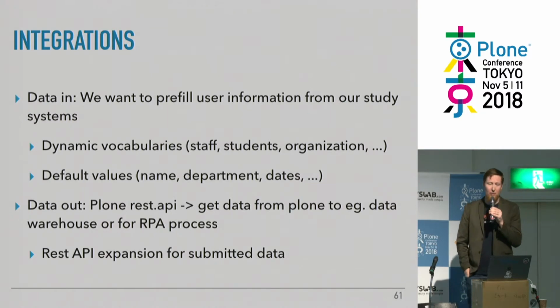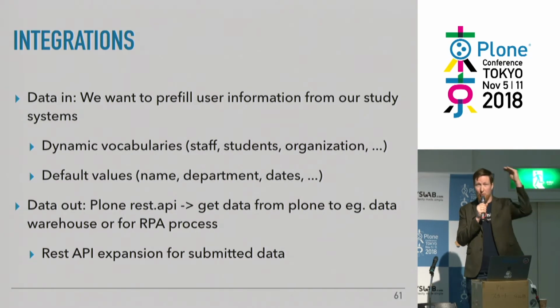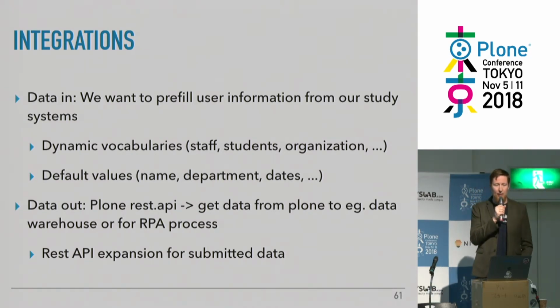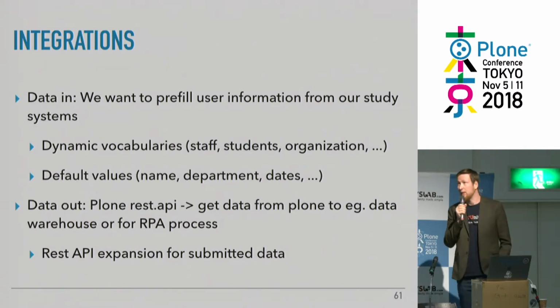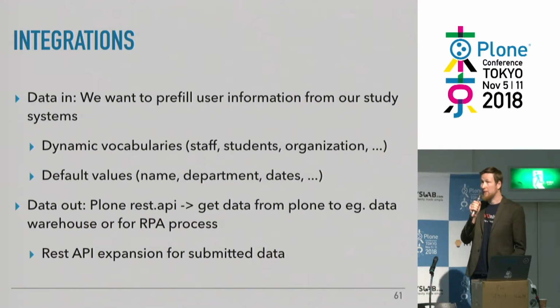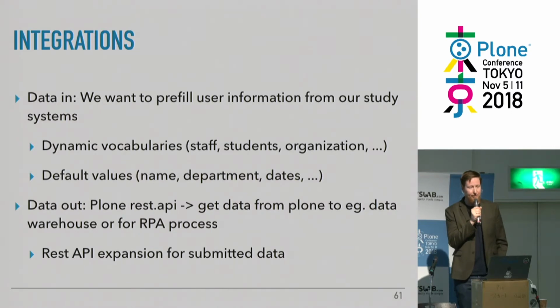About integrations, we wanted to have data in. We wanted to pre-fill some of the form fields, in this case maybe staff or student names or organizations. We would have default values based on the folder structure in the hierarchy. And then when we take data out, we use the Plone REST API, for example, to take the data to a data warehouse or some robotic automation process.